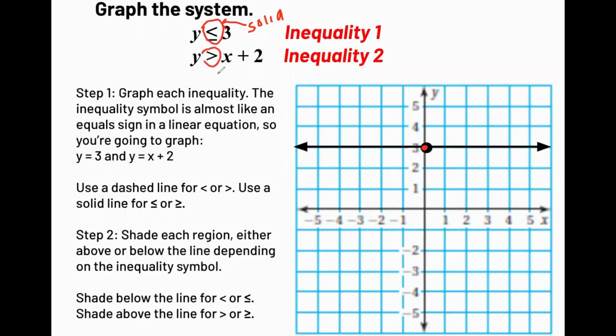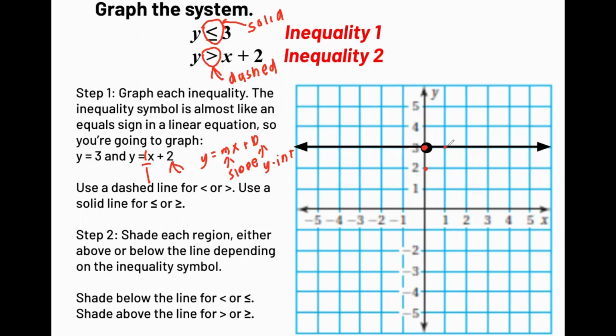And this is greater than, so this is just going to be a dashed line. And as a linear equation, this would be y equals x plus 2. So this is actually in y equals mx plus b form, or slope-intercept form, where b is going to be your y-intercept, and m is going to be your slope. 2 is going to be our y-intercept, and our slope is actually going to be positive 1 over 1. So that means you're going to go up 1 unit and then run 1 unit to the right.